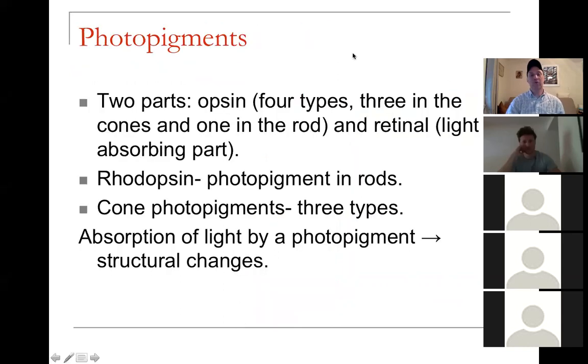Now, how this actually works, we take a bit of a detour here. And that bit of a detour takes us to how do photopigments work? There are four types, three in the cone and one in the rod. What they do, of course, is they actually use a specific opsin or retinol to absorb light and then change the biochemistry inside of the cell.